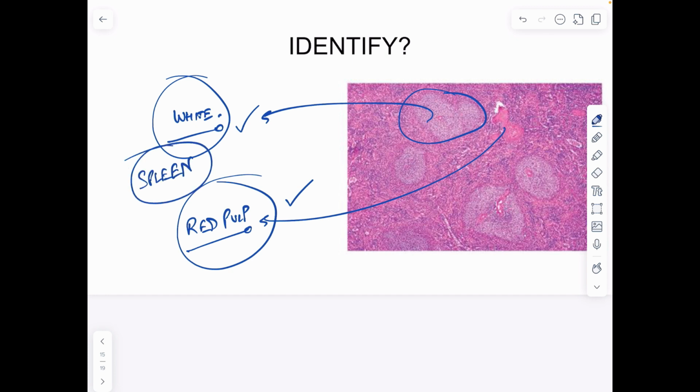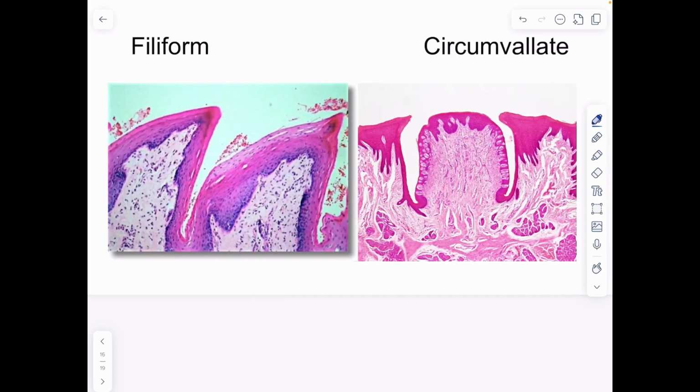Now, another very important key finding which they are asking regularly is about the histological slides of the papillae. You know how to identify the four different types. The first one is the filiform. You know, the filiform is located in the anterior two-thirds of the tongue and the function is purely mechanical.